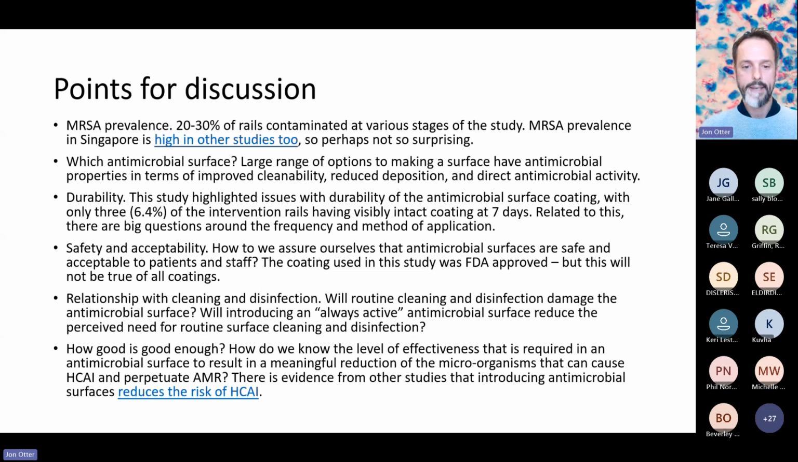Questions around safety and acceptability. How do we assure ourselves that antimicrobial surfaces are safe and acceptable to patients and staff? The coating used in this study was FDA approved. This won't be true of all coatings in terms of their regulation. So what steps do we need to go through, even prior to evaluation, to make sure that this surface is going to be safe and not have unintended consequences, and equally will be accepted by staff?